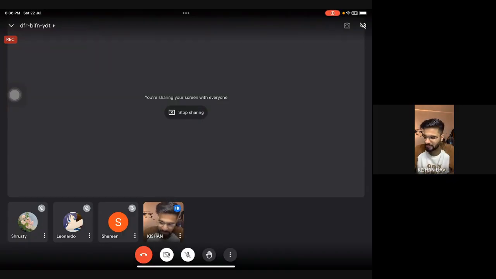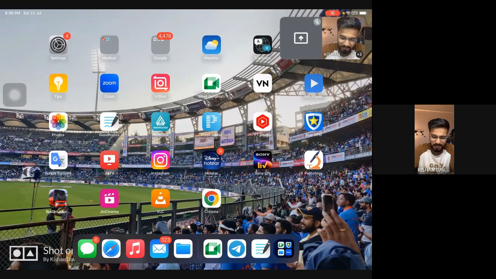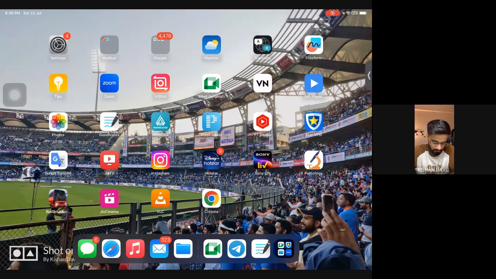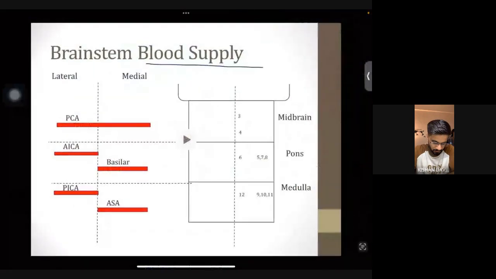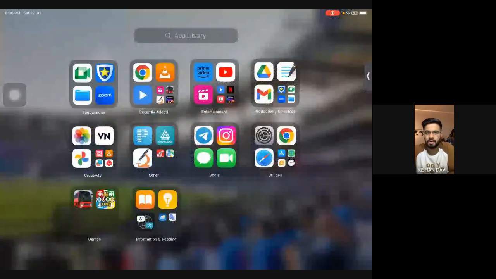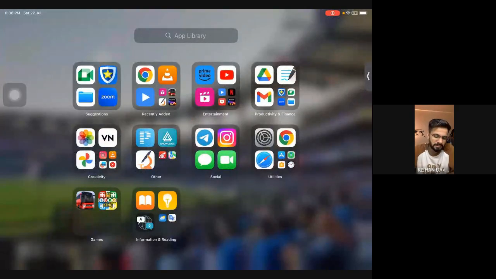So this is a very high yield system, and it is one of the easiest systems. Once you are thorough with the cranial nerves and everything, this system is very easy because once you know what is happening where, what part of the region is causing what symptoms, then you are good to go with this system.